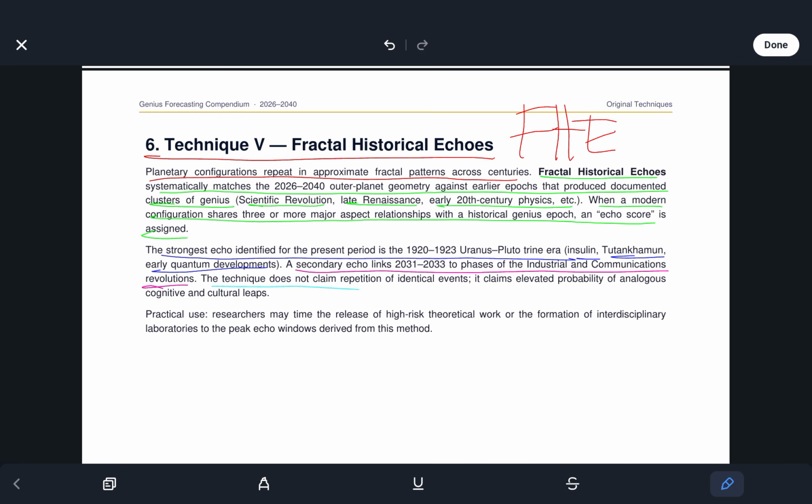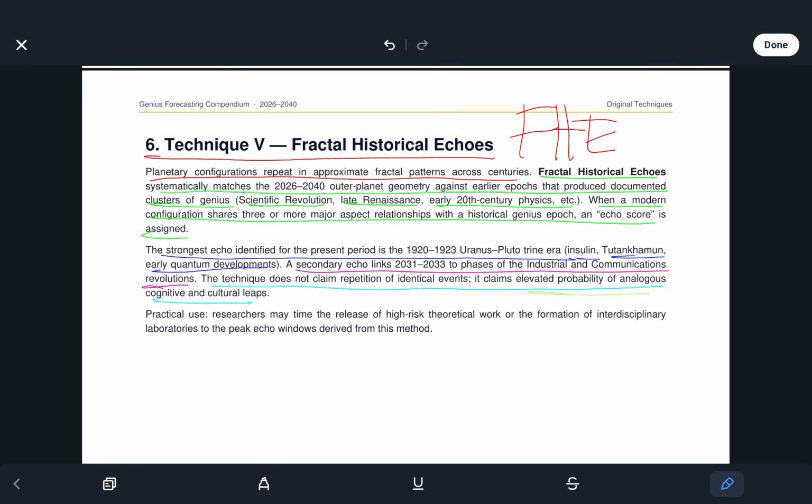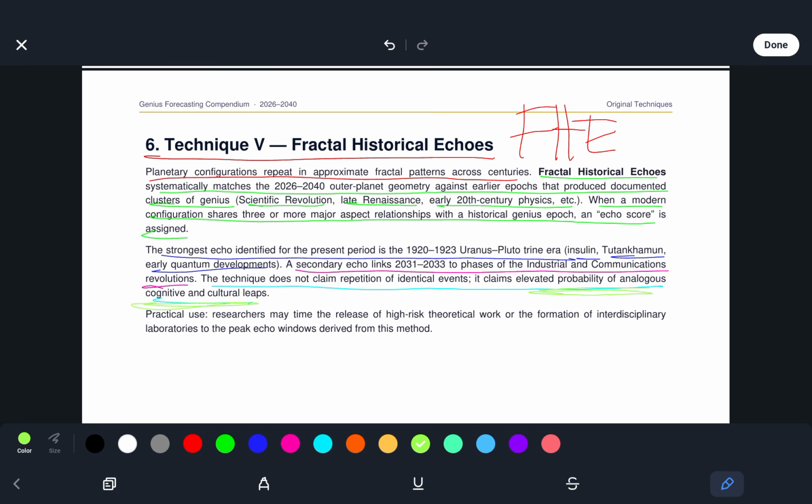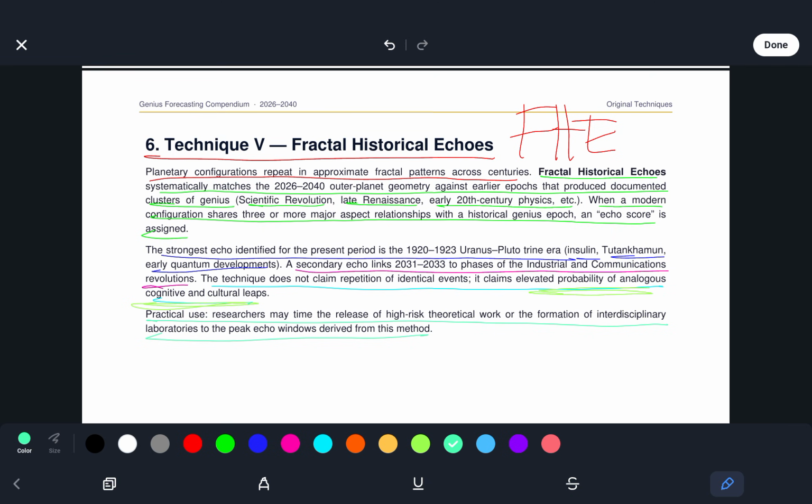A secondary echo links 2031 through 2033 to phases of the industrial and communications revolutions. The technique does not claim repetition of identical events. It claims an elevated probability of analogous cognitive and cultural leaps. So practical use, researchers may time the release of high-risk theoretical work or the formation of interdisciplinary laboratories to the peak echo windows derived from this method.